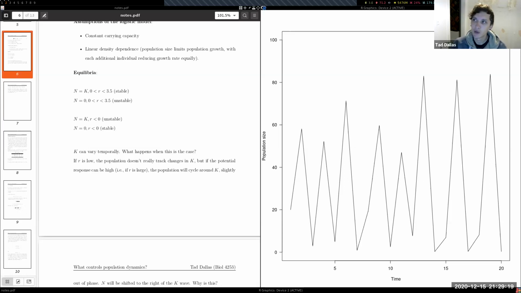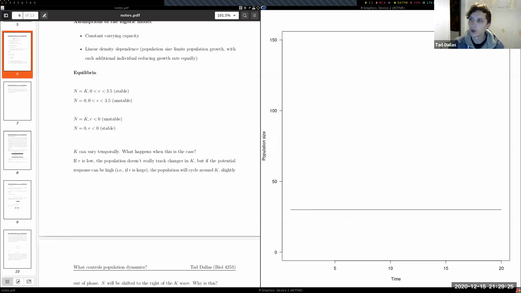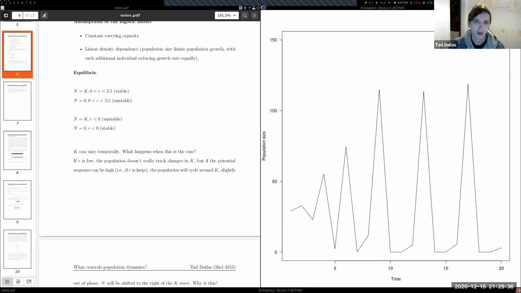And then what happens when you push that population growth rate past 3.5 or 3.6 or so is you approach... Okay, so that's the carrying capacity. Oh, I didn't make the number of steps long enough. I'm sorry. Let's increase that to 50, which should be enough.